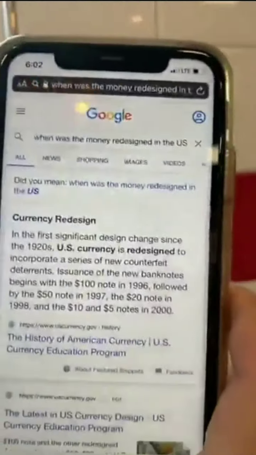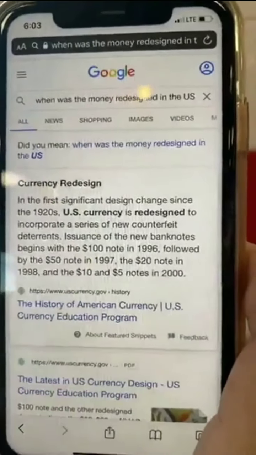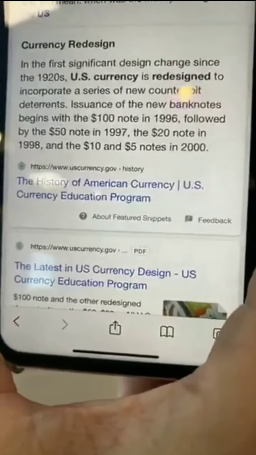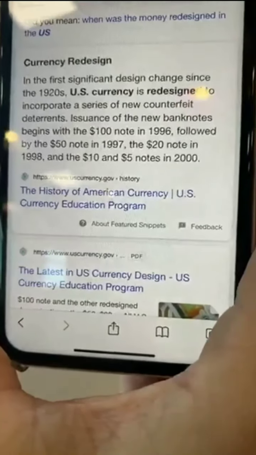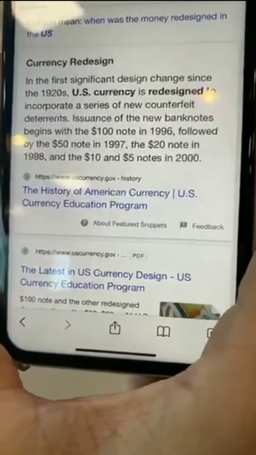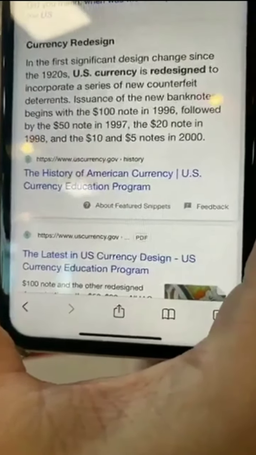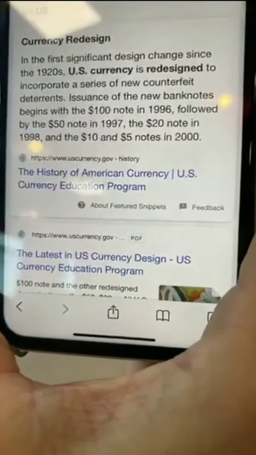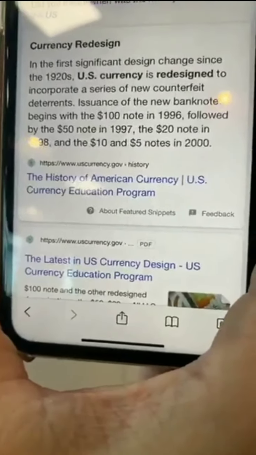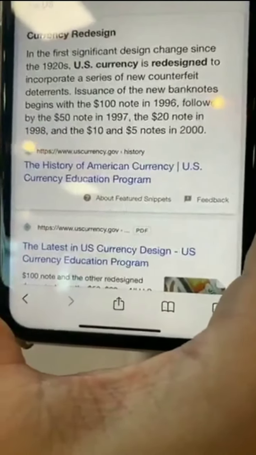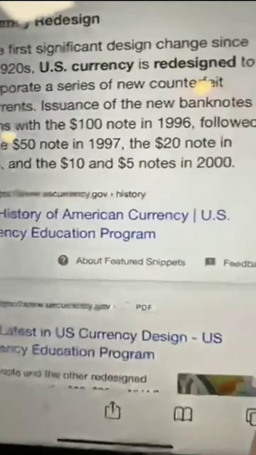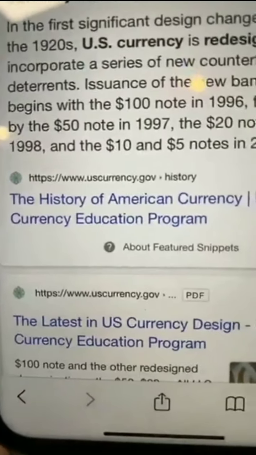Read this. I typed in Google, when was the money redesigned in the U.S.? Here's the answer. In the first significant design change since the 1920s, U.S. currency is redesigned to incorporate a series of new counterfeit deterrents. Issuance of the new banknotes begins with the $100 note in 1996, followed by the $50 note in 1997, the $20 note in 1998, and the $10 and the $5 notes into the year 2000. Now look at the website. That's uscurrency.gov. You say, Roy, where are you going with this?